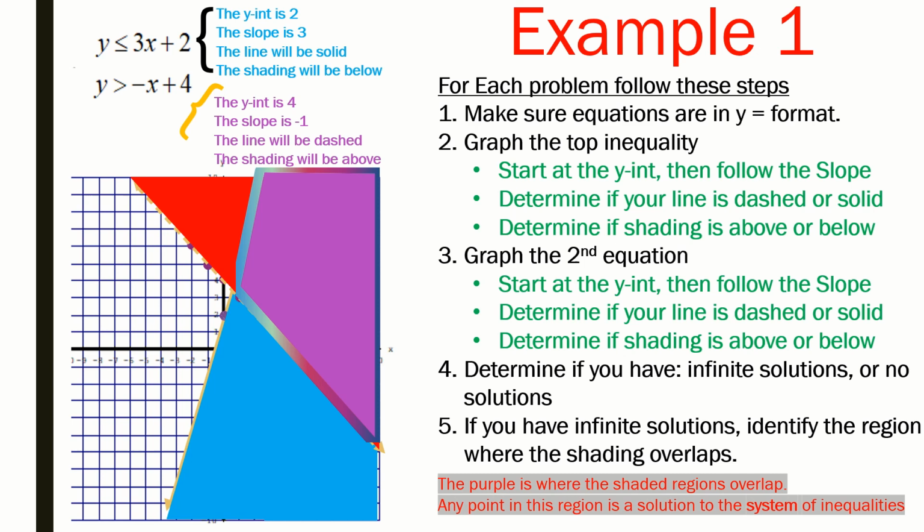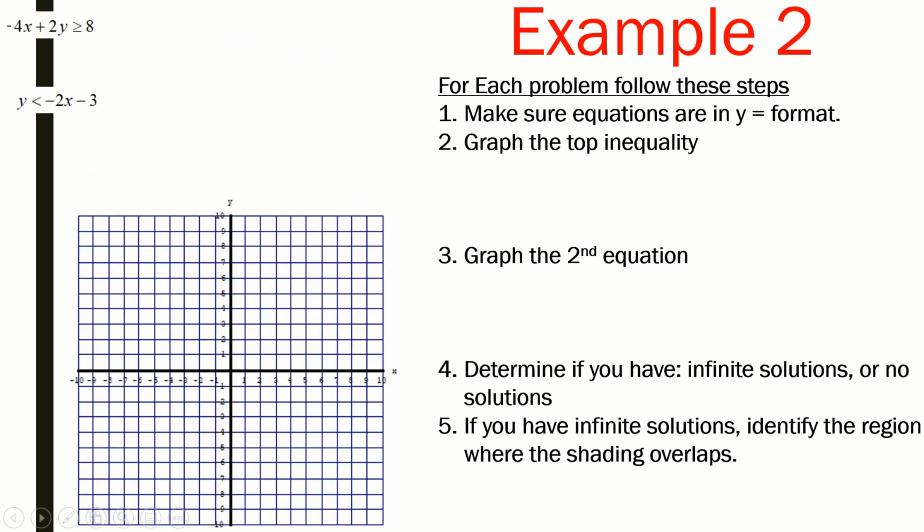Okay, let's go on to example 2. Example 2, up at the top left here, -4x plus 2y greater than or equal to 8. That's in a system at the same time with y is less than -2x minus 3. So the exact same 5 steps. Step number 1, make sure the inequalities are in y equals format.